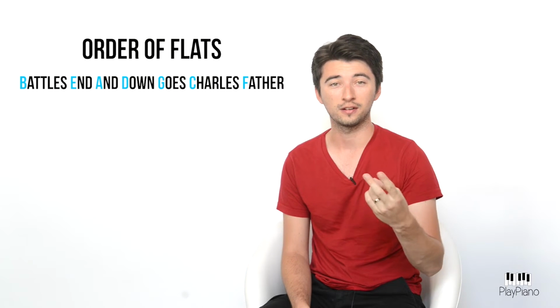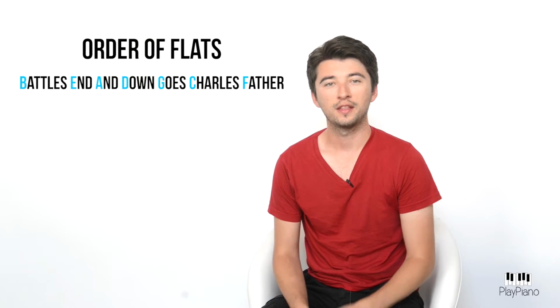Alright, let's move to the flat key signatures. I've left flat key signatures last because they really are the easiest to identify. There is only one step. Flat key signatures also have an order called the order of flats, and it happens to be the exact opposite of the order of sharps. It can also be memorized by saying the acronym of sharps just in reverse. Battles, and, down, goes, Charles, father.